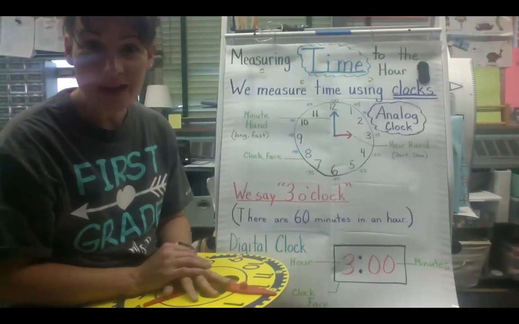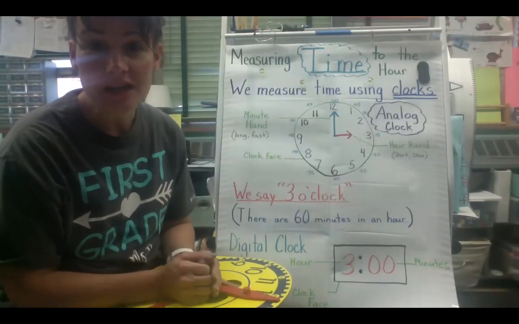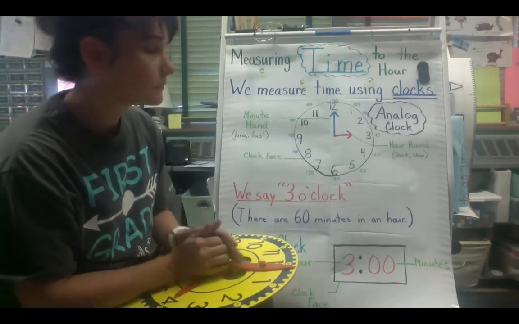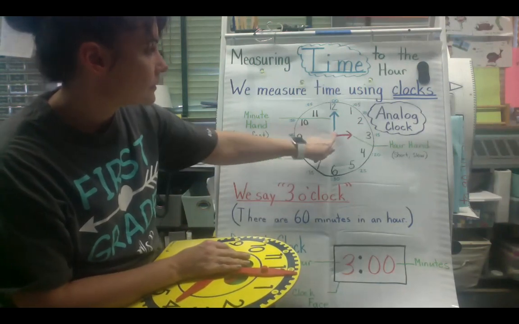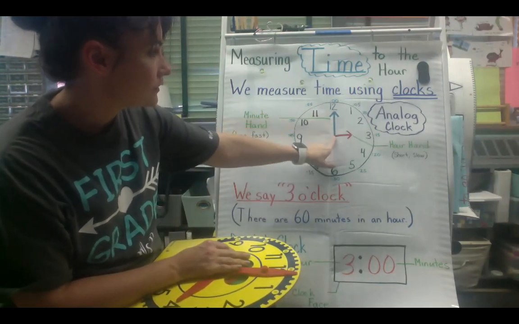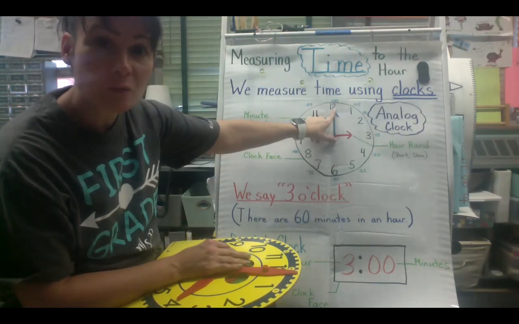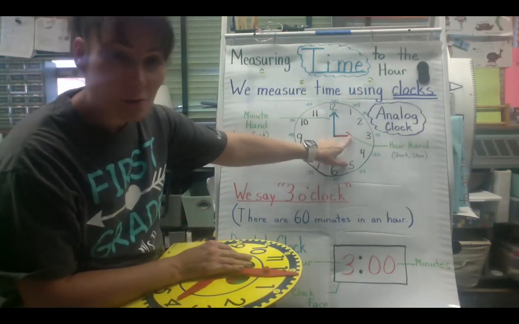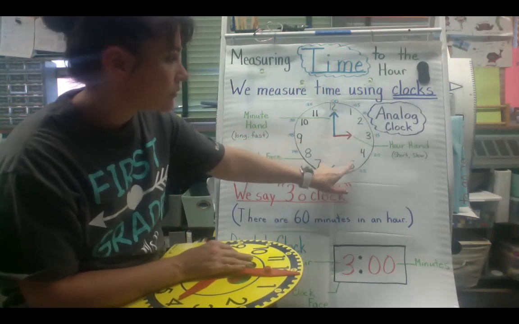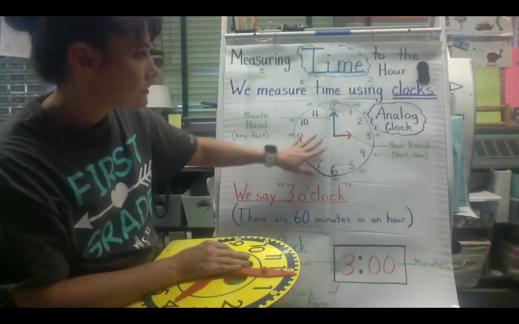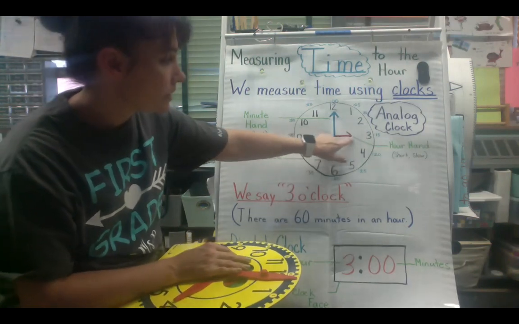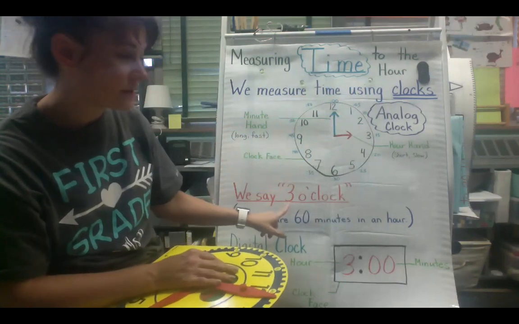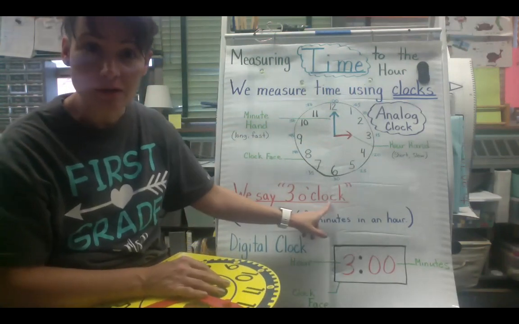Hi guys, welcome back. Yesterday we learned how to tell time to the hour. Let's review our chart. We learned that the long hand is pointing to the 12 and we say o'clock. We learned that the short hour hand points to the hour that we're in. So this would be 3 o'clock. And we would say 3 o'clock.